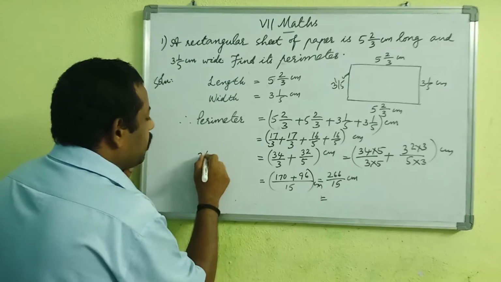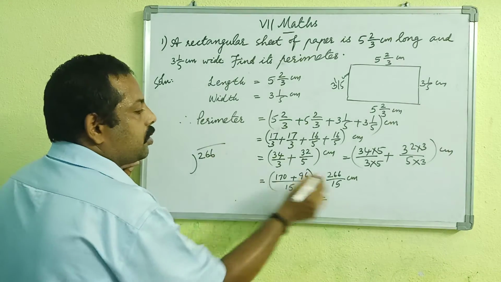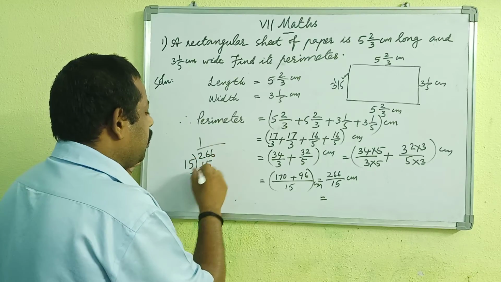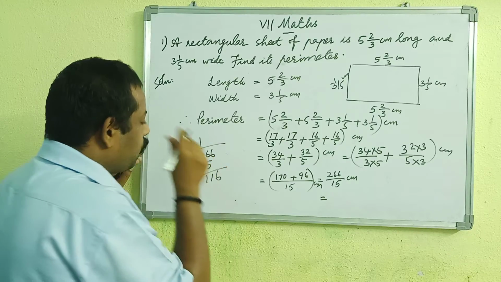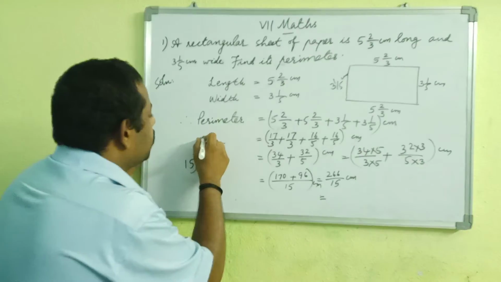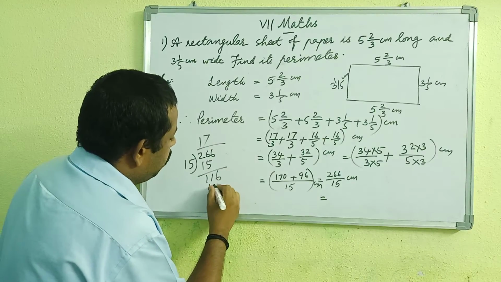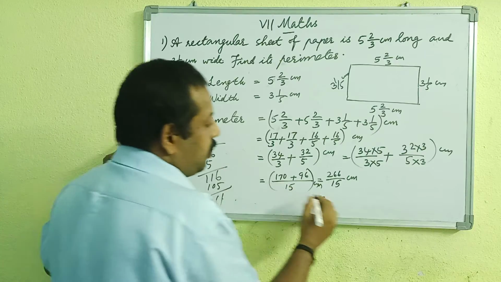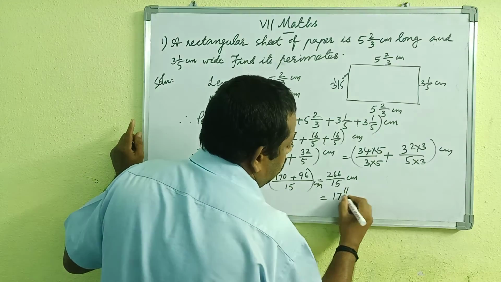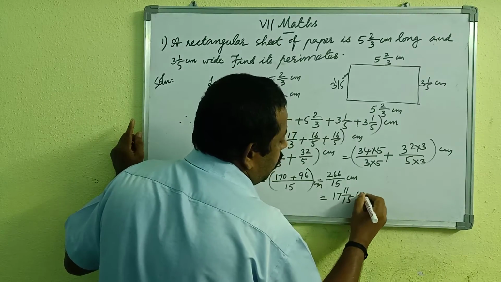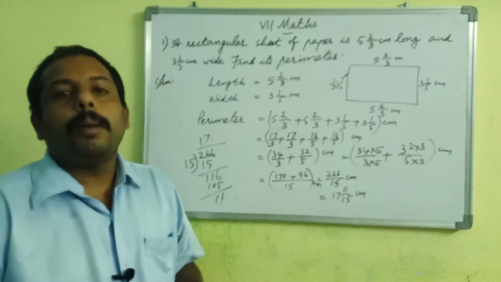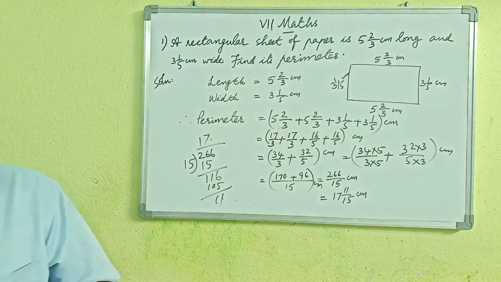266/15, let us solve it, because it is an improper fraction. In 266 we have 17 times 15. 15 sevens are 105, remainder 11. So 17 11/15 centimeters. So this is the perimeter of the rectangular piece of paper. You can note down this answer.